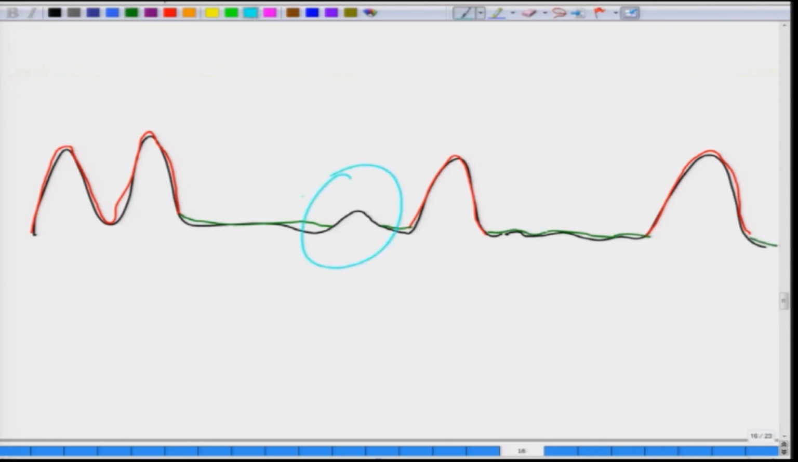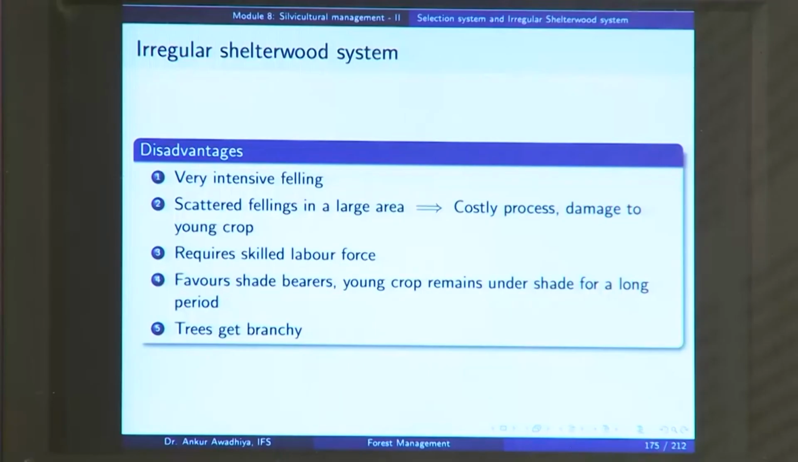If you have a small bump, do you go with a selection system or do you go with a shelterwood system? And you have to train your labor in such a manner that they are able to take these decisions. They are able to understand and appreciate this system. So, it becomes confusing and it becomes difficult to skill your labor force.